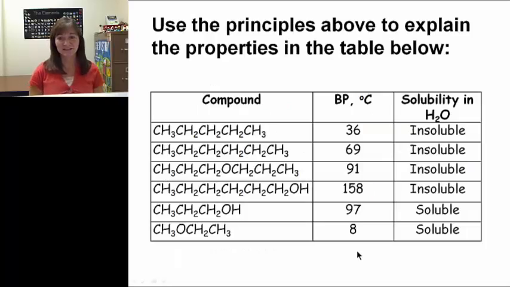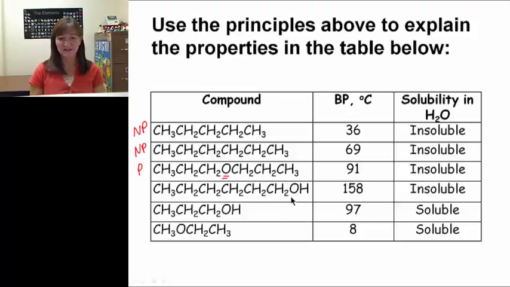So here is an example. Use the principles above to explain the properties in the table below. So let's go ahead and start off by assigning polarity, because that's what I'd like you to do on your exams. So if we looked at this first one, it is just simply a hydrocarbon. So this one we're going to assign as nonpolar. Our next one is also nonpolar because it's just a hydrocarbon. This guy right here contains an oxygen, and that oxygen is not bonded to a hydrogen. Okay, so it is just going to be considered polar.